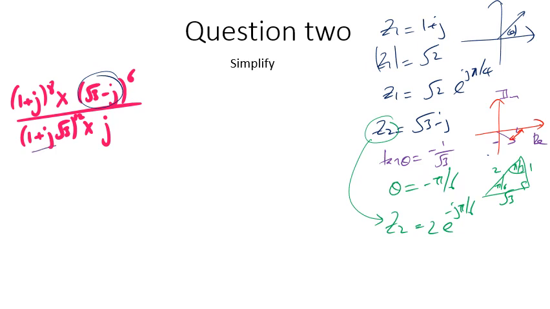Let's look at the next one. Let's call that Z3. So what is Z3 equal to? That is 1 plus j root 3. So we're going to go like that. J root 3, again, first quadrant, somewhere there.